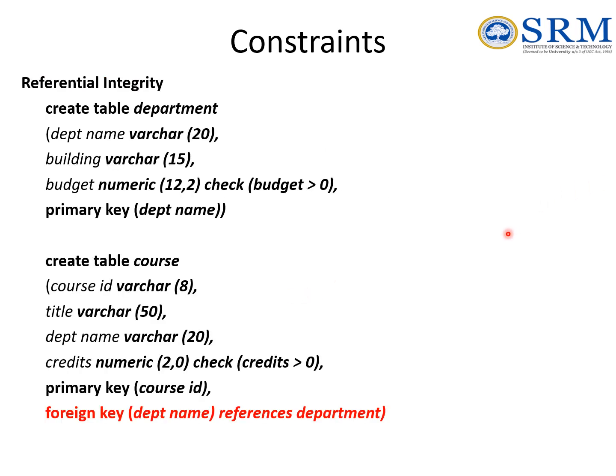Here is the example of referential integrity. Create table department, and we have primary key department name. And then create table course, and we have primary key course ID and a foreign key with the department name that references department. So this is the foreign key that refers to the attribute in the primary key.